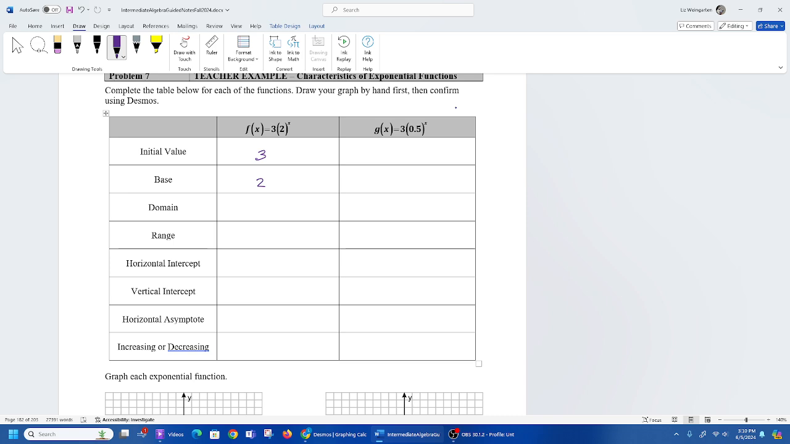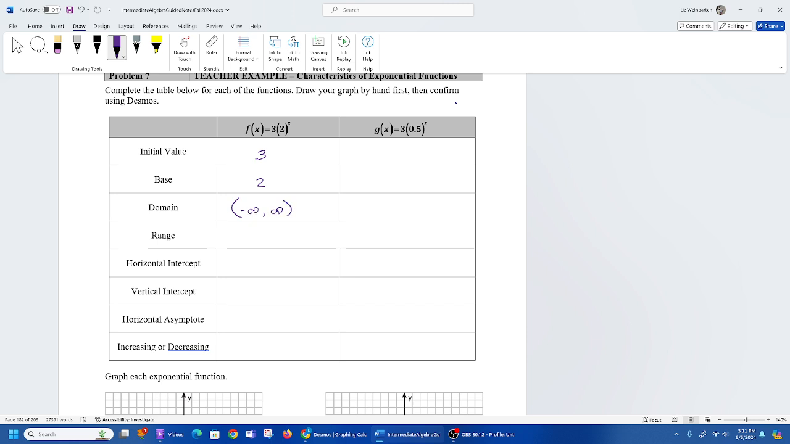The domain. Now, is there any number, any real number, we're not allowed to put into this function? We can put negative numbers in, that'll give us fractions. We can put fraction numbers in, those will give us radical numbers. That's perfectly fine. We can put whole numbers in, we can put decimals in. The domain for every single one of these is going to be all real numbers, negative infinity to infinity.